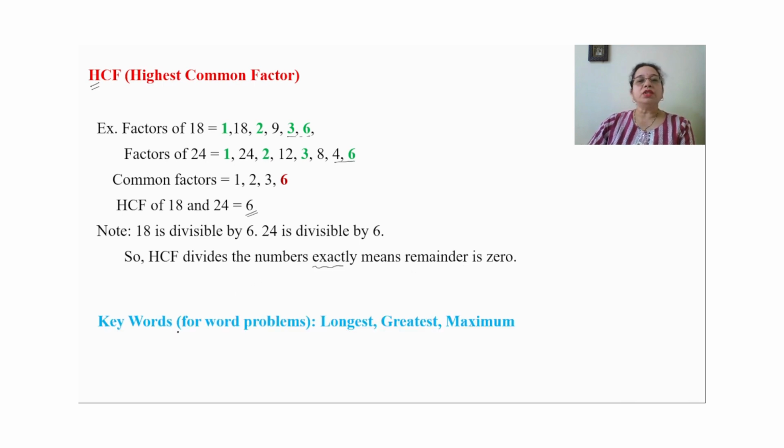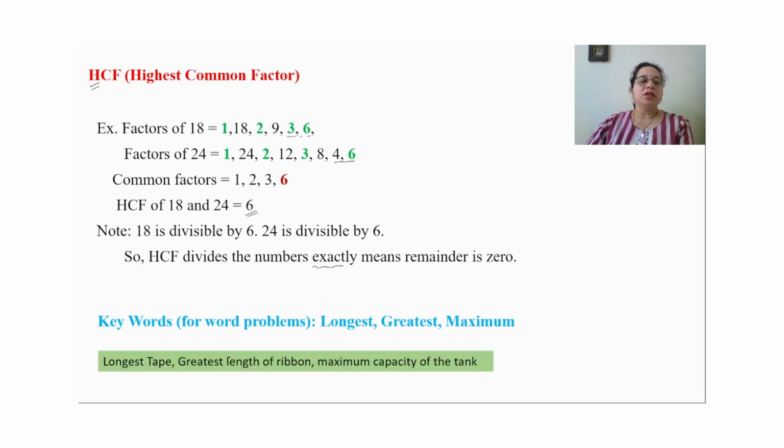Now what are the keywords we use in a word problem to know we are supposed to find HCF? The words you will get in the word problem are longest, greatest and maximum. So longest step, what is the length of the longest step? What is the greatest length of the ribbon? What is the maximum capacity of the tank or maximum capacity of the bottle? So if such words are there in the word problem, it means we are supposed to find HCF of the given numbers.